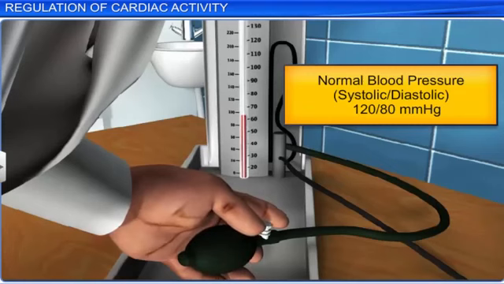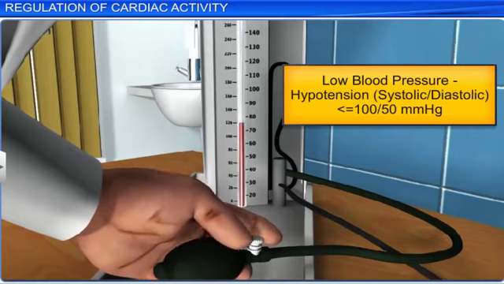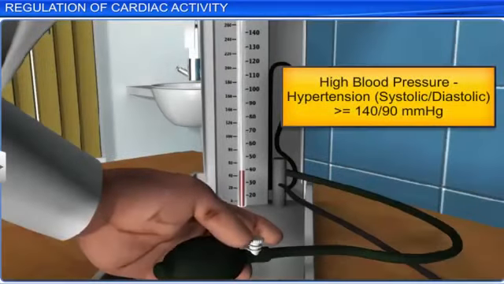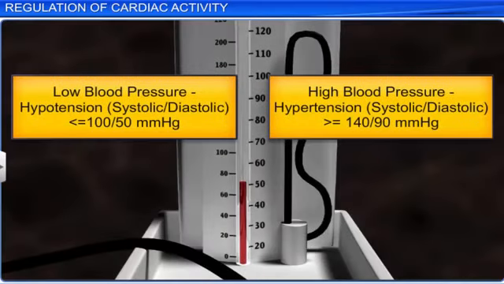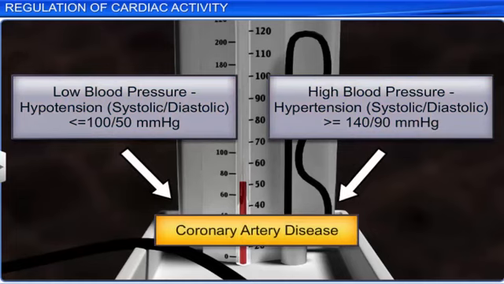A healthy individual has a systolic and diastolic pressure of 120/80 mmHg. When BP is 100/50 or less, it is called low blood pressure, or hypotension. Similarly, when BP is 140/90 or more, it is called high blood pressure, or hypertension. Thus, any drastic change from normal blood pressure can lead to coronary artery disease.